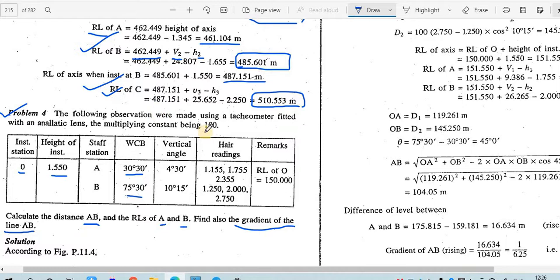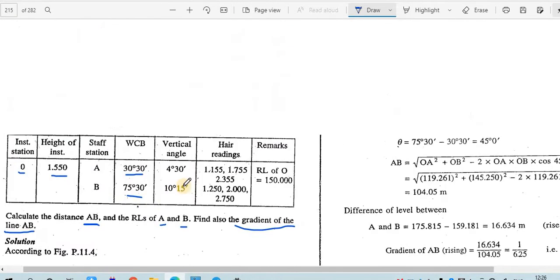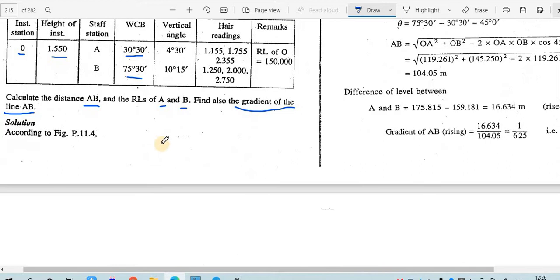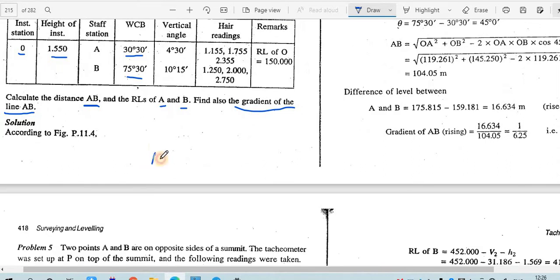So in this question, we first need to understand the diagram. Whenever you get a question related to tachometric surveying, you need to create a diagram over here. Okay. So the diagram in this will be what? The instrument station is at point O. And there is no other instrument station. That means the instrument has been kept at a single station, which is at point O. After that, the staff has been kept at point A. Suppose it has been kept at point A.